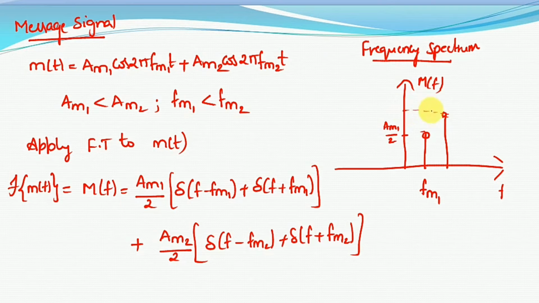So it is Am2 by 2 and its frequency is fm2. Okay, now let us see the negative term.